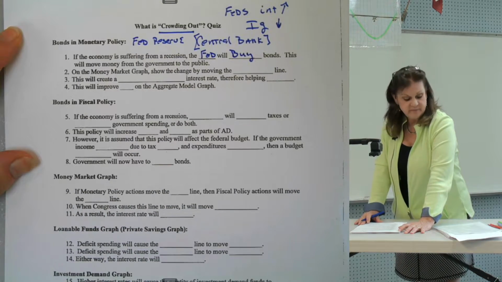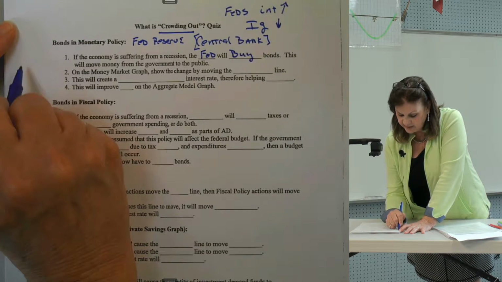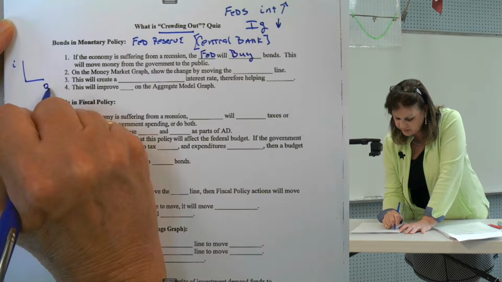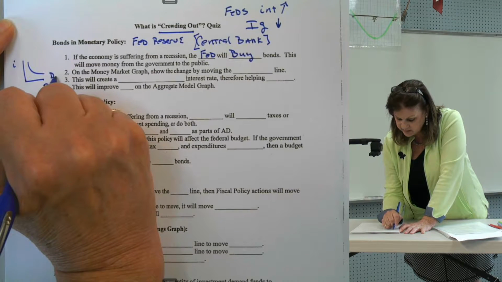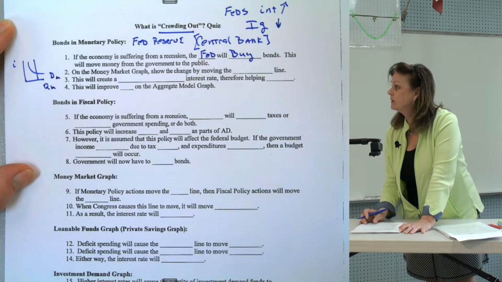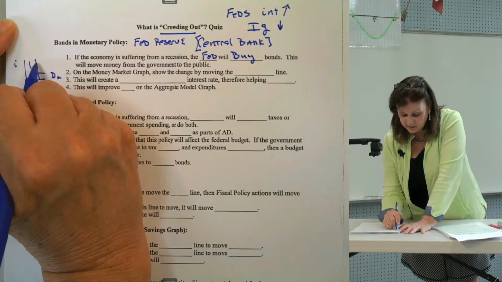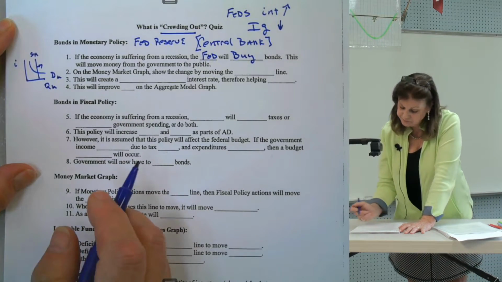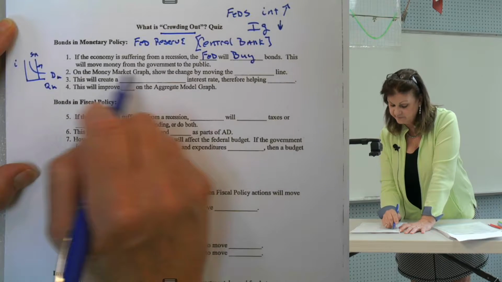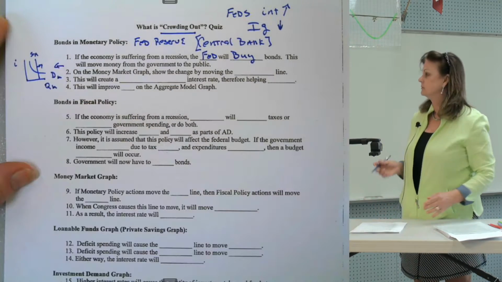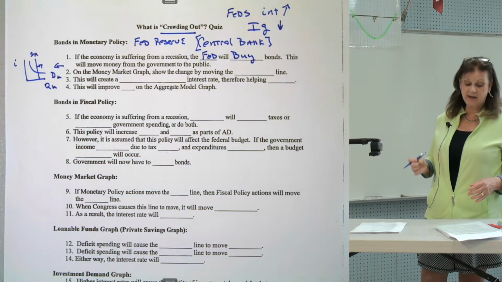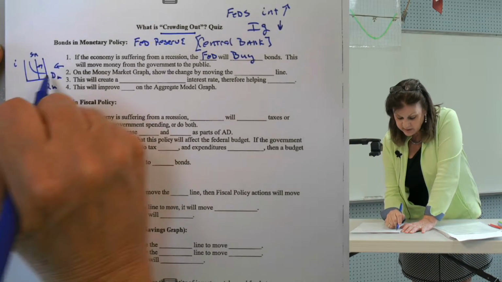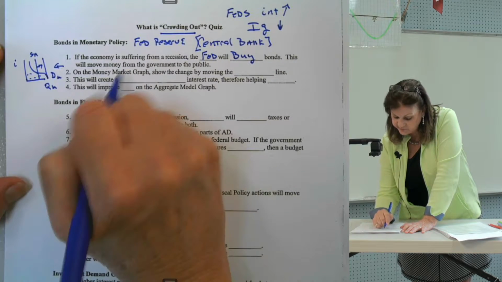On the money graph, show the change. Well, what's going to happen? And again, you've got your interest rates and your quantity of money, demand. What's going to happen if the Fed is buying bonds? They are going to be pushing this curve out. So on the money market graph, that line will shift out. And if it shifts out, here's my new interest rate.